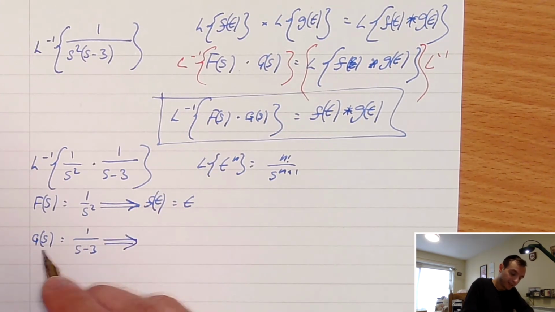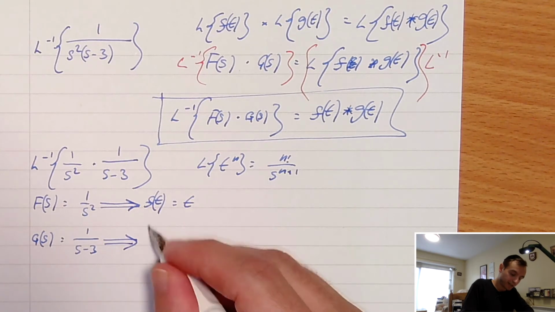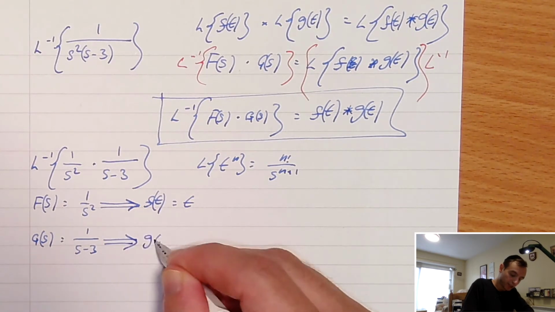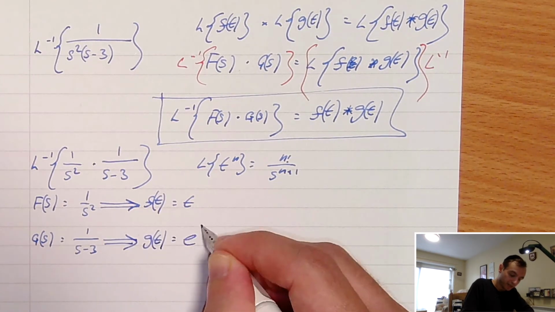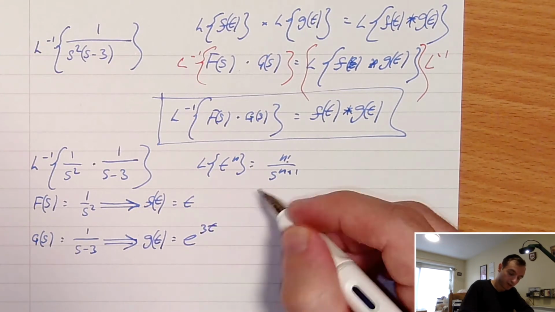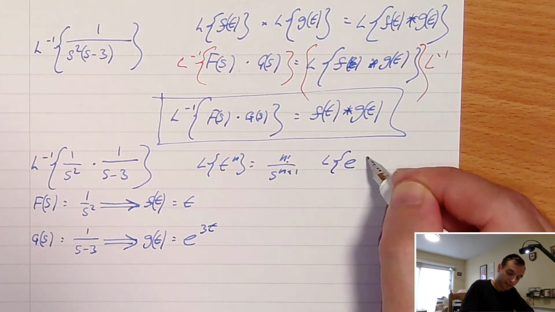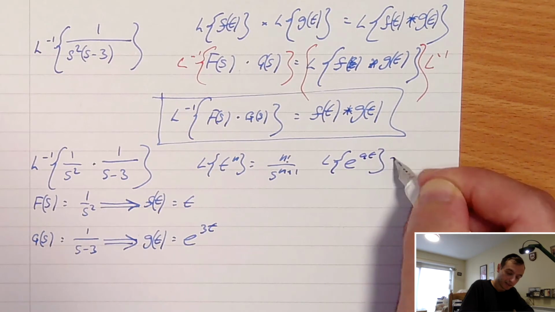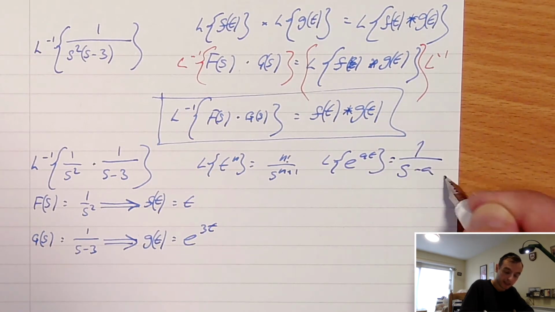And from here, if G(s) is 1 on (s minus 3), I can say that g(t) is going to equal e to the 3t. Because the Laplace transform of e to the at equals 1 on (s minus a).